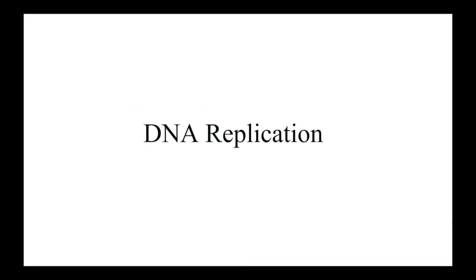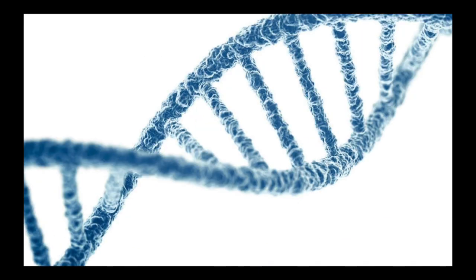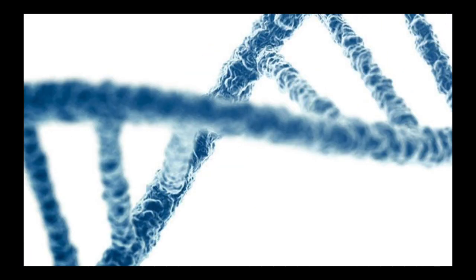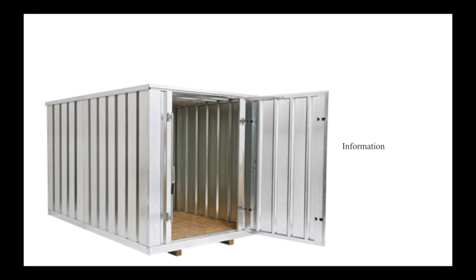RNA replication. What is DNA? DNA is a nucleic acid that contains the genetic instructions for the development and function of living things. DNA is a polymer composed of monomers called nucleotides. Function of DNA: DNA's main function is to store long-term genetic information in the nucleus.